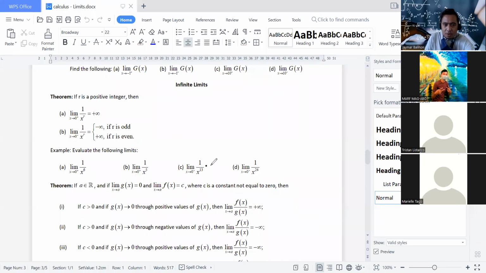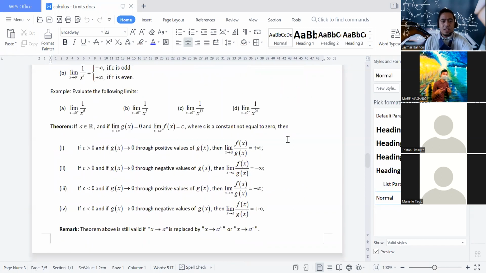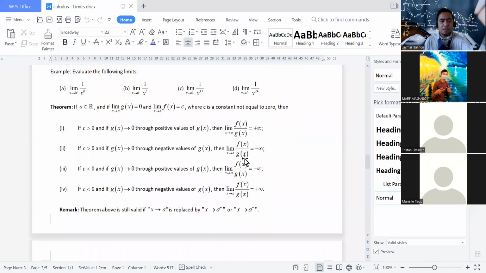Here, what's the answer? Negative infinity, sir. Left-hand side, and 13 is odd. So the answer should be negative infinity. Okay? Next, here, what's the answer? Positive infinity. Okay, left-hand side, and the exponent is even. So the answer should be positive infinity. Clear? Easy. Let's level up the difficulty a little.